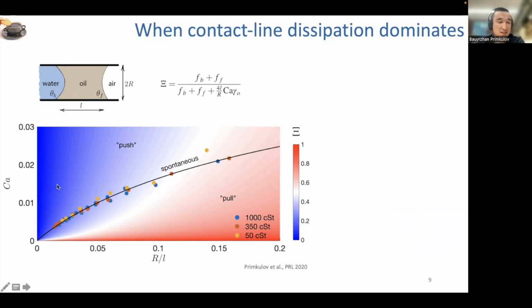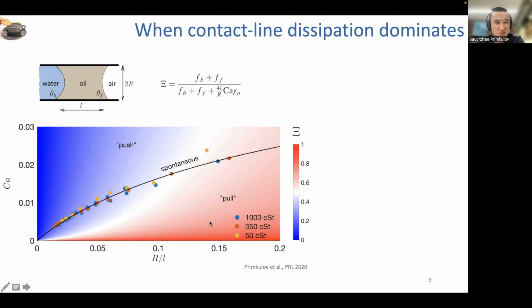So the same thing as I said before. As you go along the x-axis, your slugs become smaller. As you go along the y-axis, your slugs move faster. So smaller slugs move faster.